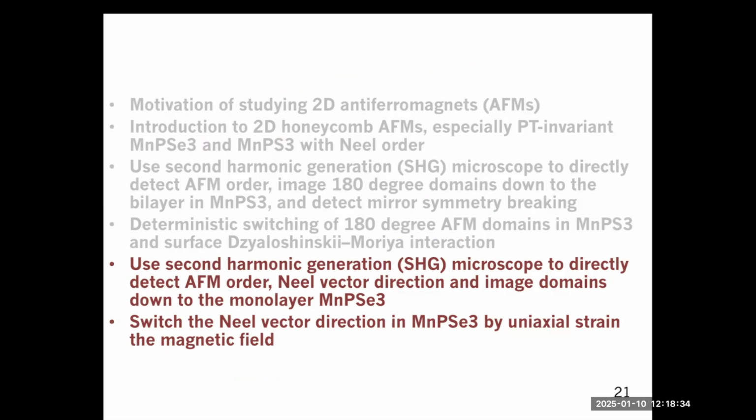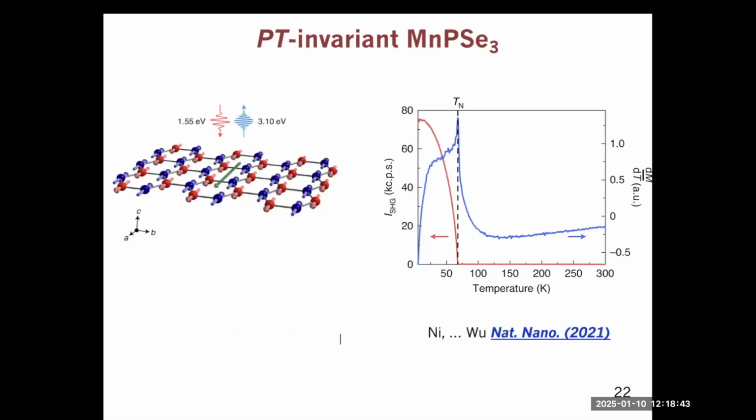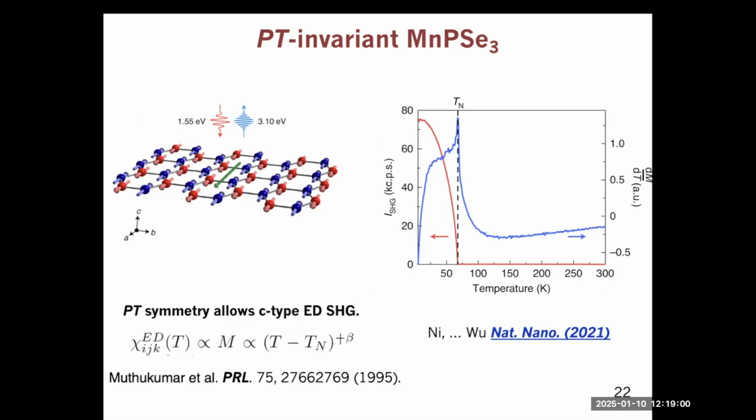So now let me talk about the selenium compound. With the selenium compound, we were able to stabilize the long-range order down to the monolayer. I explained the PT symmetries, and this is the data taken by David Mandrus. This is the SQUID data. The Néel temperature is 68 Kelvin, and this is a second-order transition on the bulk crystal, so it agrees very well. As I told you, that's because the electric dipole susceptibility is proportional to the order parameter.